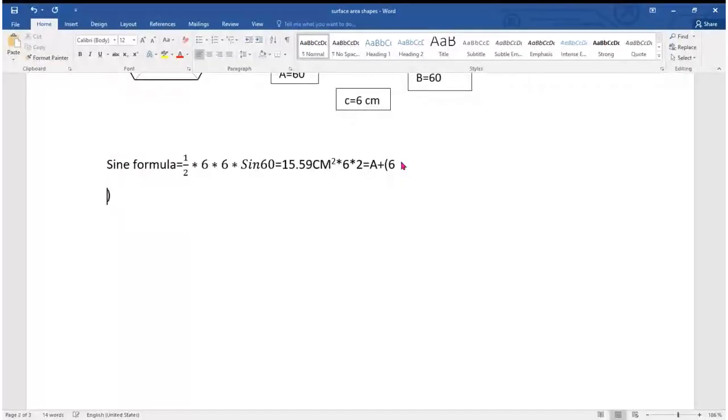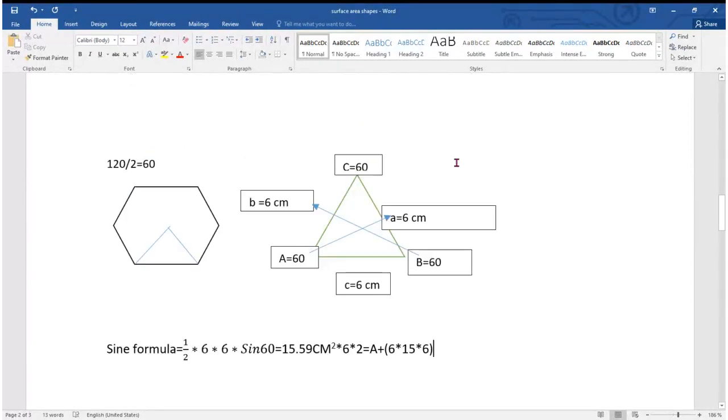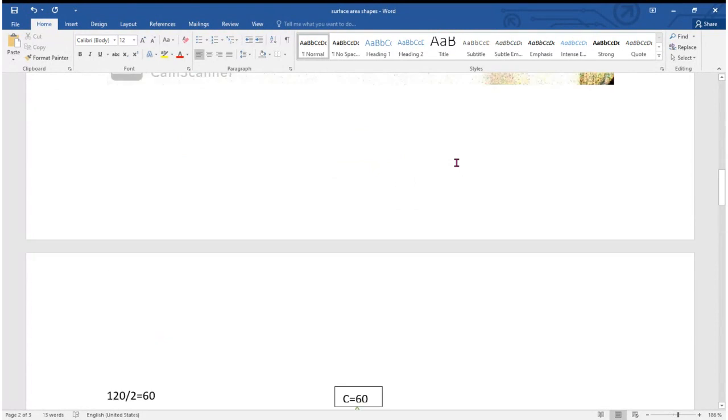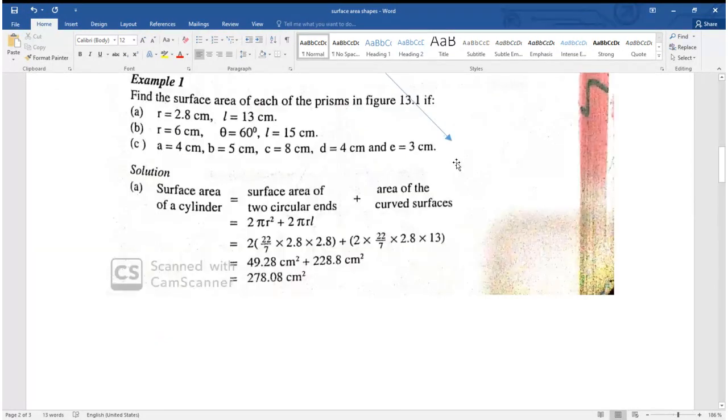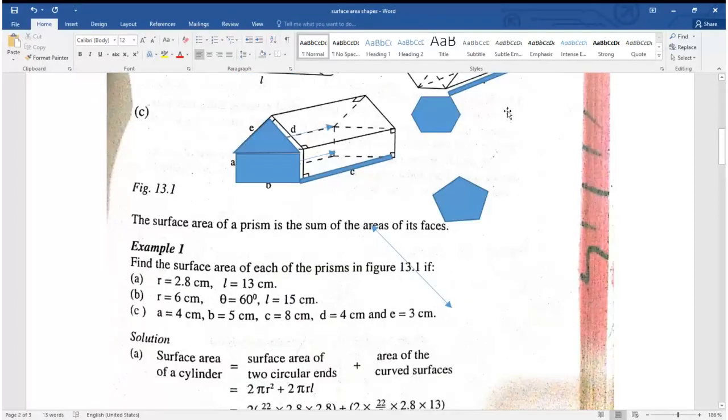The answer that you're going to get here, if you get the answer, you now add it to 6 multiplied by 15 multiplied by 6, then you get your answer in centimeters squared. So it's as simple as that. This is how you can easily find the surface area of a prism. So I think with those remarks, you can now find the surface area of this prism here.